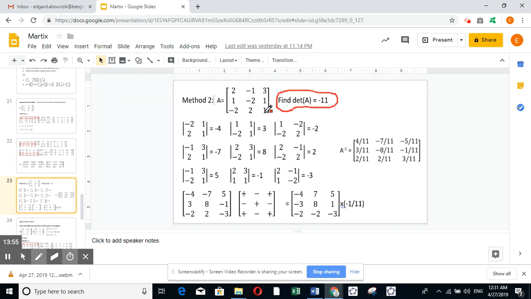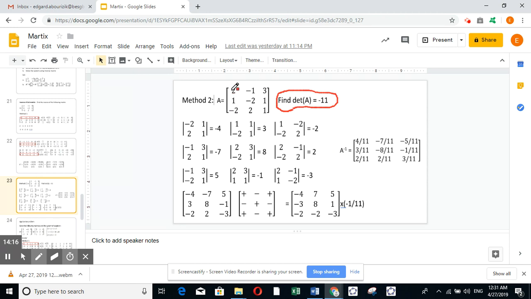Minus 2, 1, 2, 1. 1, 1, minus 2, 1. Minus 2, 1, 2, 2. Then minus 1, 3, 2, 1. Then 2, 3, minus 2, 1. You can see it here. Then the last one that we take, 2, minus 1 with minus 2, 2.